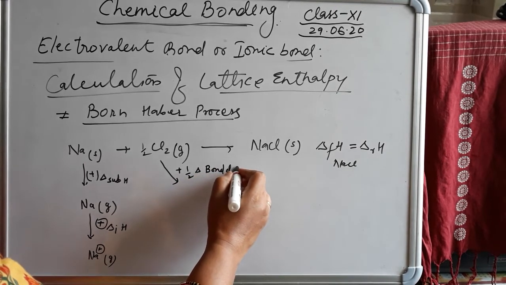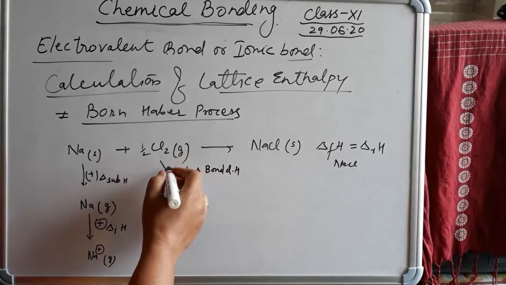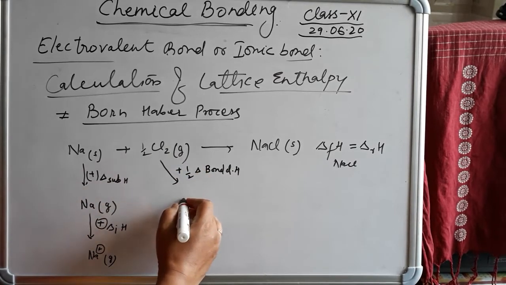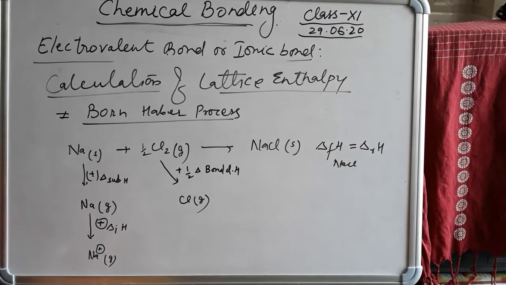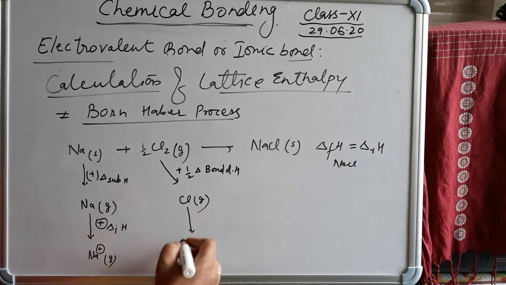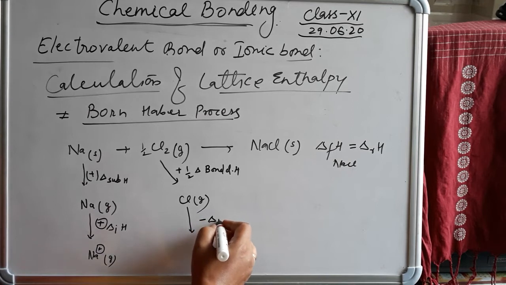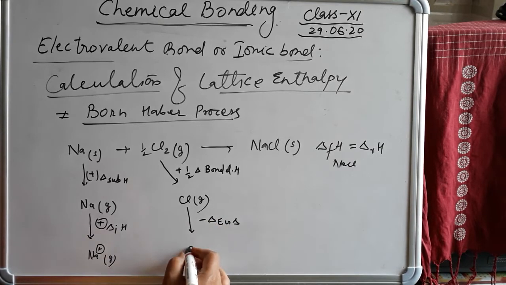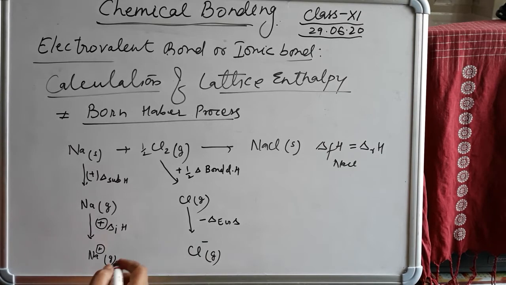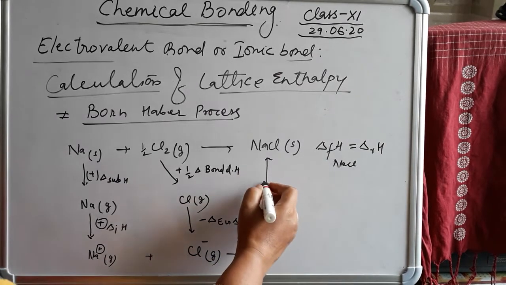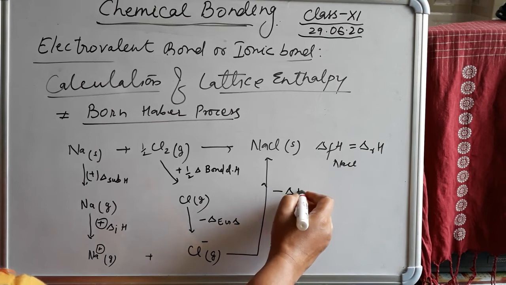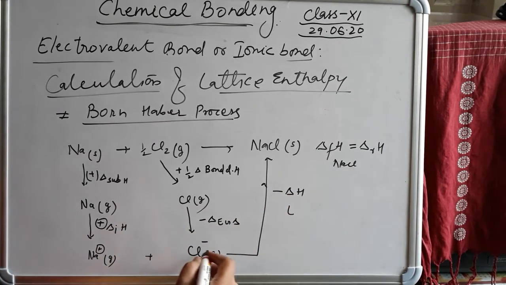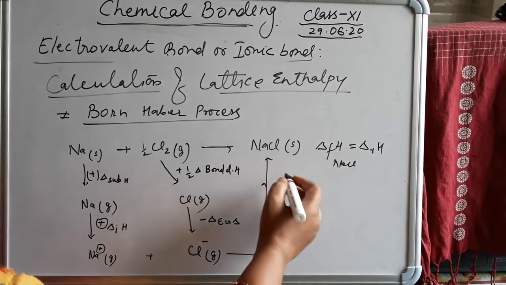Bond dissociation enthalpy. When this bond dissociation enthalpy is given to this compound, it becomes a chlorine atom in the gaseous form. And when chlorine accepts an electron, which is known as electron gain enthalpy, energy is released, so we use a negative sign, and it becomes a chloride ion, also in the gaseous form. And when this cation and this anion react to form sodium chloride, the solid form, the enthalpy is also released when the cation and anion combine to form sodium chloride.